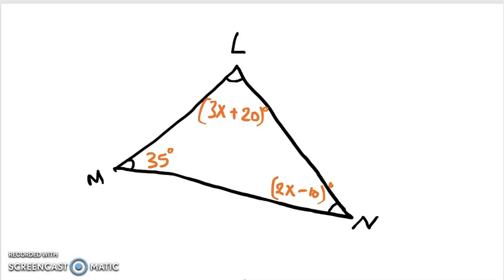So, LMN. We are given angle M as 35 degrees. Angle N is 2x minus 10 degrees, and angle L is 3x plus 20 degrees. We first have to find the value of x and then find the measure of each angle.